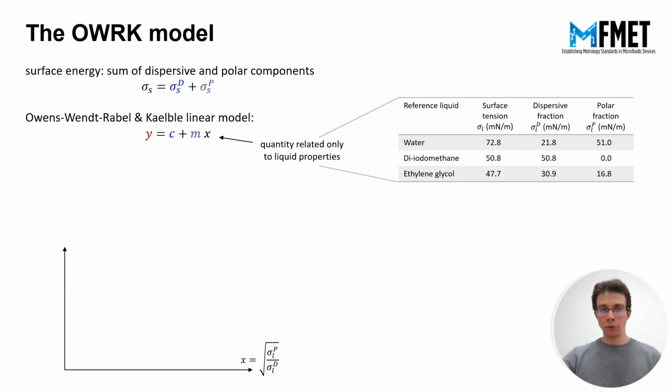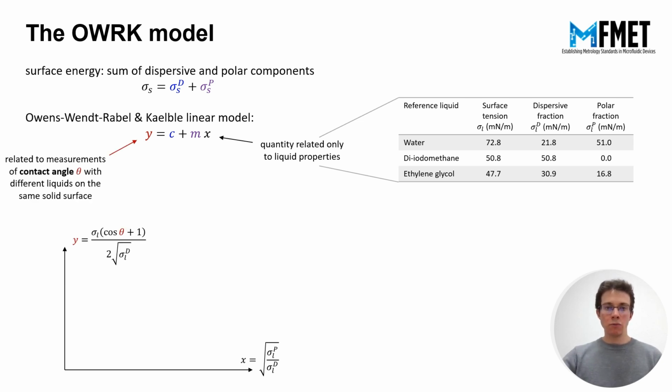Here are some examples. For each reference liquid, we know the dispersive and polar fractions, and the sum of the two is the surface tension of the liquid. Then, y is related to the measurements of the contact angle with several reference liquids on the same solid surface. The properties of the liquids also appear in the expression of y, but we already know them from the previous table. We can now plot y as a function of x and estimate the linear trend of this dataset.